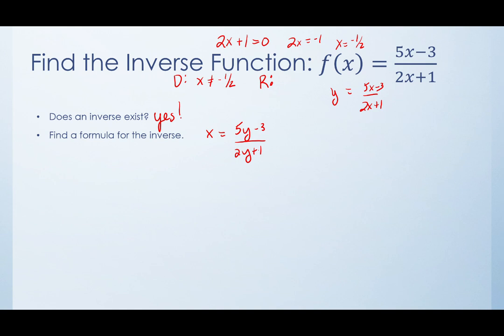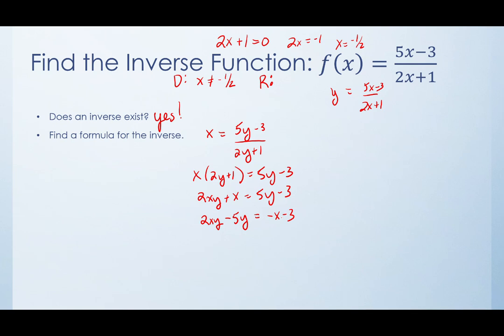So we're going to cross multiply on this one. We're going to multiply both sides by 2y plus 1, giving (2y plus 1) times x, and 5y minus 3. And then we're going to distribute. So we've got 2xy plus x equals 5y minus 3. And remember, we need to solve for y. So we want to get all the y's on one side, all the x's on the other. We're going to leave the 2xy. We're going to move the 5y to the left side, so we subtract 5y. We're also going to subtract x to move it to the right side. And we're going to end up with this.